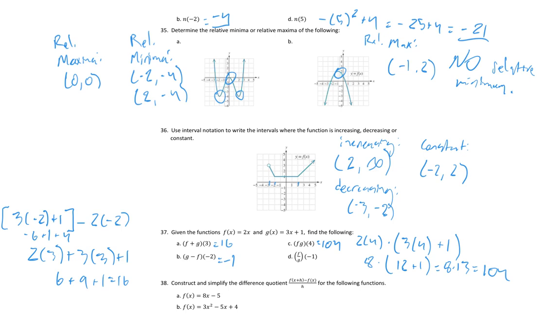All right, so for part D, it's f divided by g of negative 1. So we're going to take f of negative 1 divided by g of negative 1. So I'm going to write that above here again. So that will be 2 times negative 1 divided by g of negative 1. So 3 times negative 1 plus 1. Negative 2 over negative 3 plus 1. And that's just 1. So very cool. Okay, 38 says construct and simplify the difference quotient for the following functions.